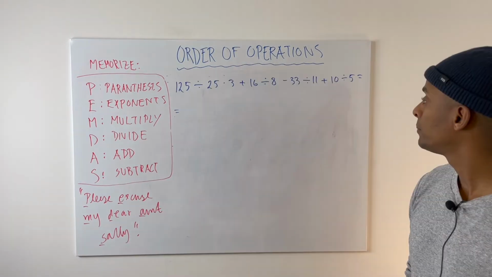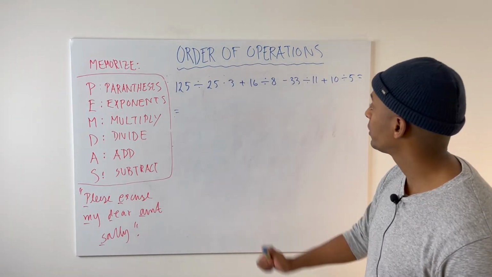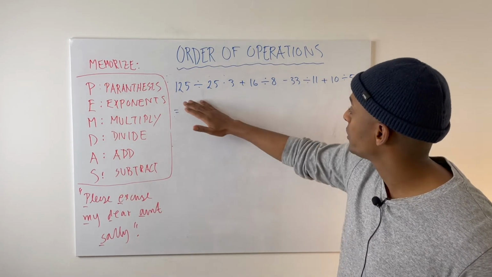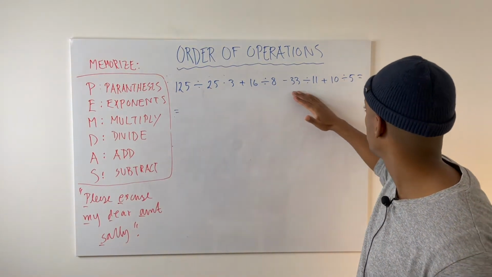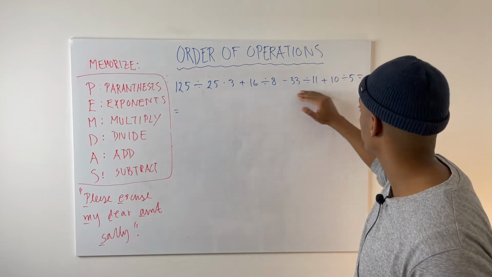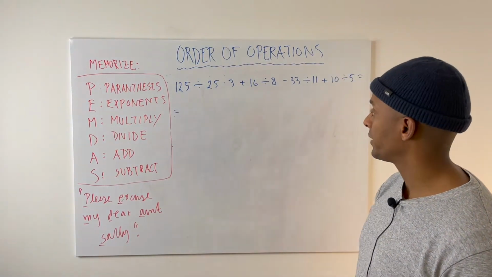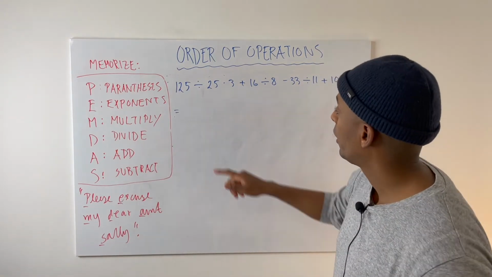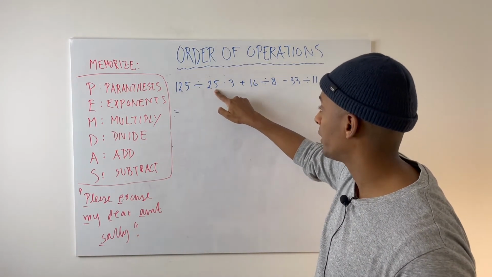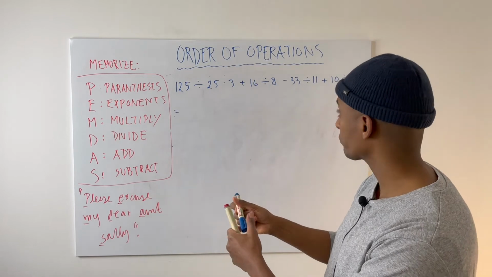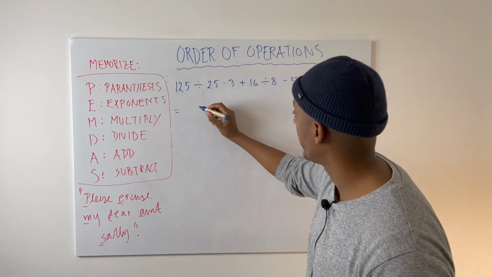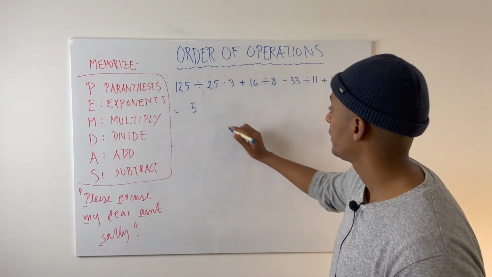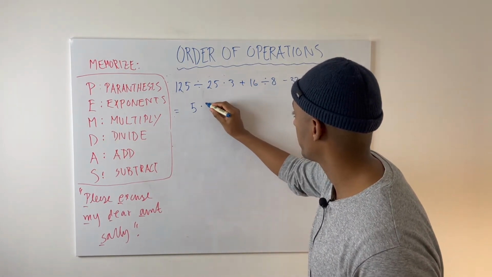Okay. So here we have an example, and it's a very long one, but we see here that there are no parentheses, right? And there are no exponents. So we can multiply and divide first. So what are we gonna do here? 125 divided by 25 is equal to 5, right? Times what we have here, 3.